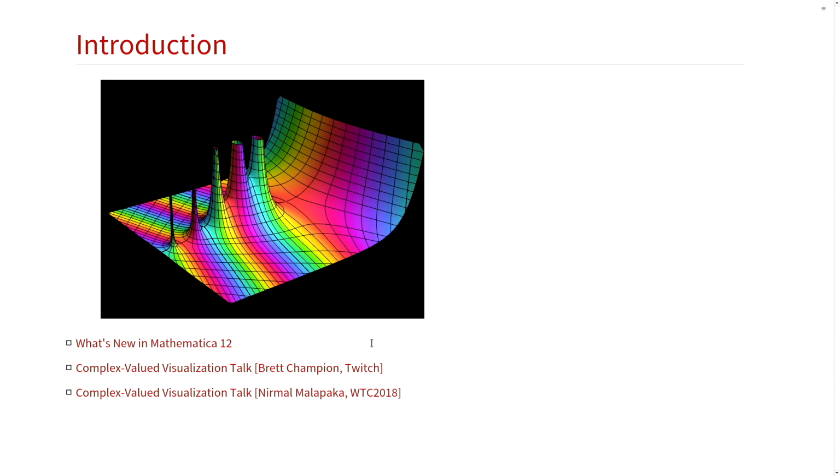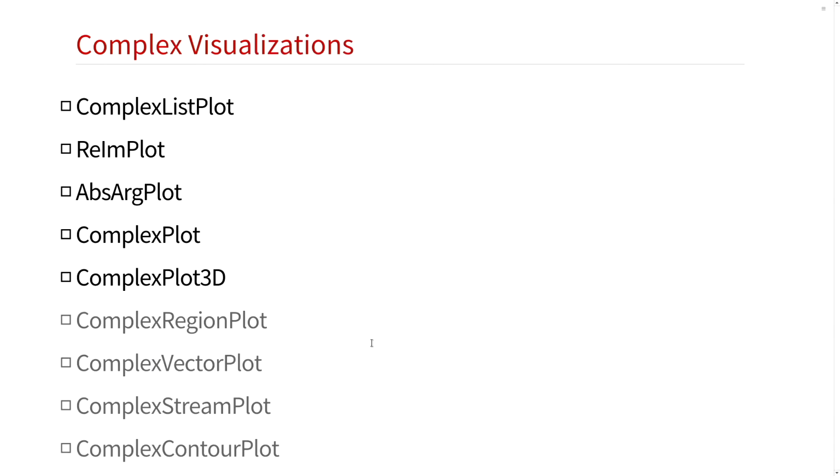The other 2 links here are for the talks that we've given in the past year about this functionality. The first one is a talk that Brett Champion gave on Twitch earlier this year, which talks you through some of the examples on the What's New in Complex Visualization page. And the third link is my own talk from last year's tech conference, in which I showed the first group of functions. So I had a little bit more time to go into them than I probably will in this talk.